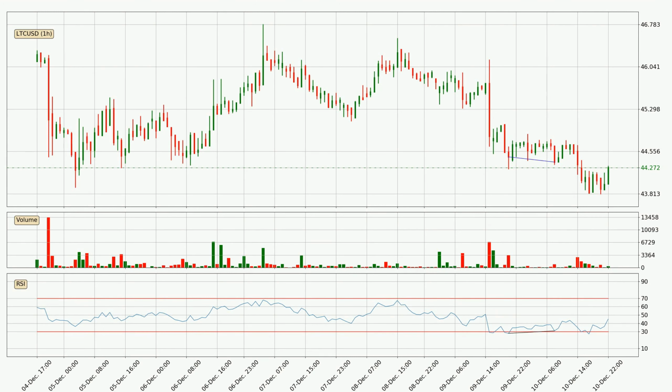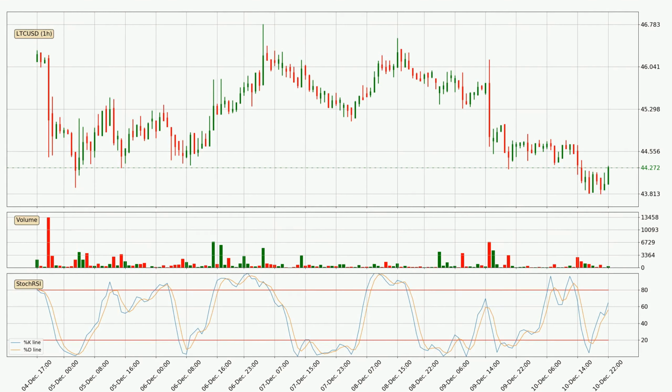Looking for divergence in the hourly timeframe, there is a bullish divergence, which means the price could go up from now or at least consolidate for some time. Jumping to the hourly stochastic RSI, the stochastic RSI currently shows no overbought or oversold conditions, but the %K line is over the %D line, which means the current trend is to the upside.